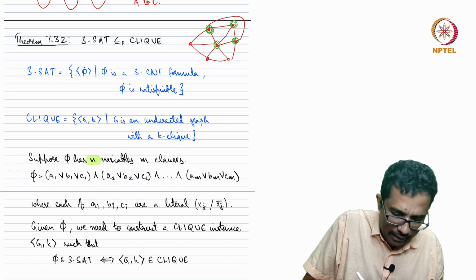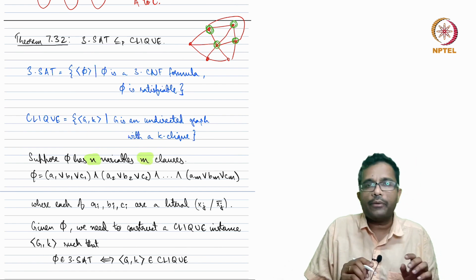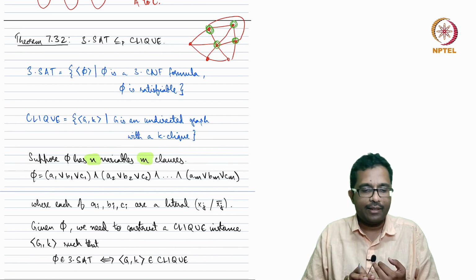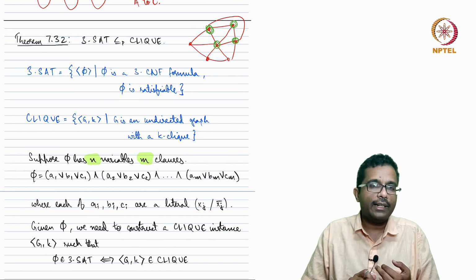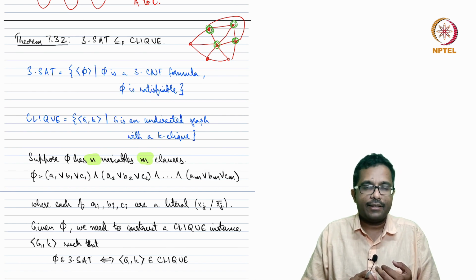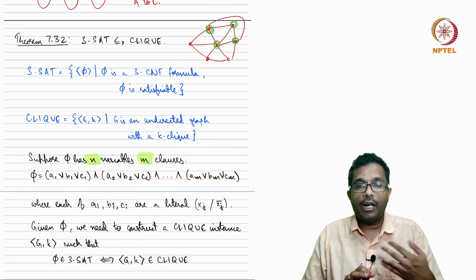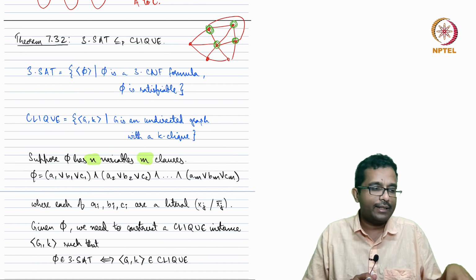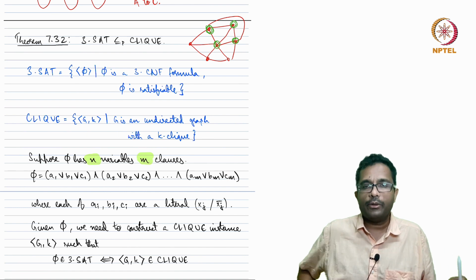So what do we have to do? Given a 3SAT instance, we have to obtain a clique instance. If the given 3SAT instance is satisfiable, then the output clique instance should be a yes instance. If the given 3SAT instance is not satisfiable, the output clique instance should not be a yes instance. So it should be a pair G and K where G does not have a K-clique, right? So how can we do this, right?